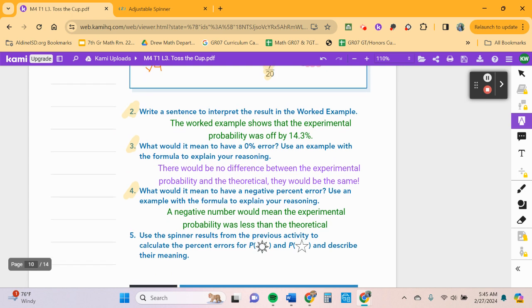It says, use the spinner results from the previous activity to calculate the percent errors for the sun and the probability of it landing on the star and describe their meaning. Now, for time purposes, we're only going to do one. I'm going to help you get it set up. You're going to attempt to solve it, and then we're going to check our answers at the end.